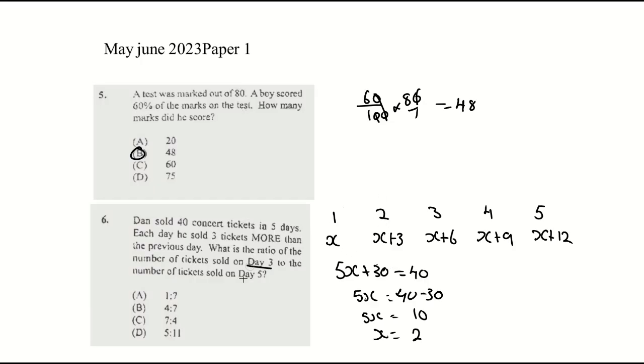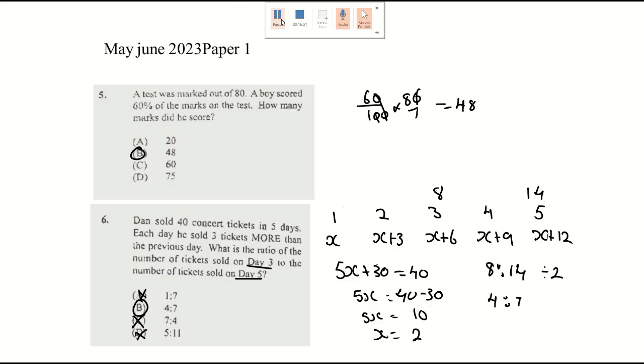So they tell you to compare day 3 and day 5. Day 3 will be 6 plus 2 is 8. And day 5 would be 12 plus 2, which is 14. So the ratio is going to be an 8 to 14 ratio. What could go into 8 and 14? 2. So that would be 4 to 7. So they say day 3 to day 5. So it cannot be this, it can't be this, and it can't be this. It would be B. Right? And that is how you would get this answer. Do we understand this, everyone?